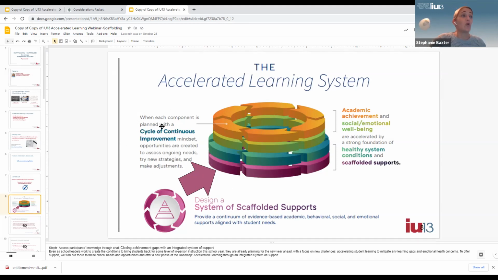So this is the cycle of continuous improvement. So that improvement of the mindset, and then we're creating these opportunities as we see new needs pop up. We're thinking, what are some new tools and strategies that we can use to continually make adjustments and improvement to our delivery, and also to our supervision of teachers that are doing the delivery of this.